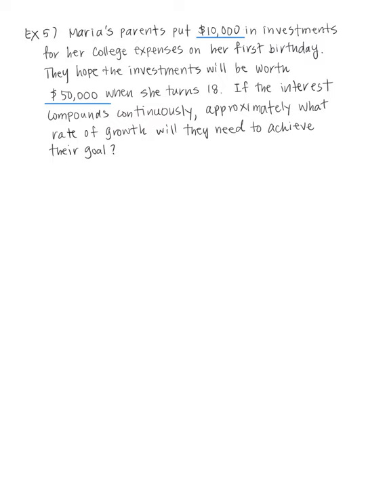Now, if the interest compounds continuously, that's another important thing, because remember there were 2 formulas for compound interest. So we need to pick the one for compounded continuously, which is A equals P e to the RT. Let me underline that as well. Approximately what rate of growth would they need to achieve their goal? So what are we looking for? The rate of growth, which is R.